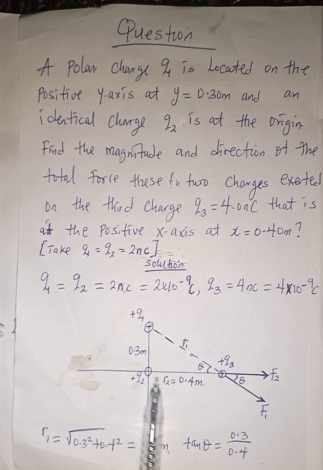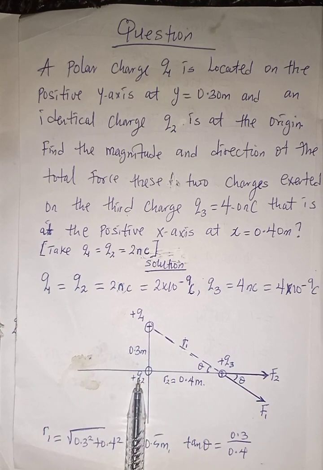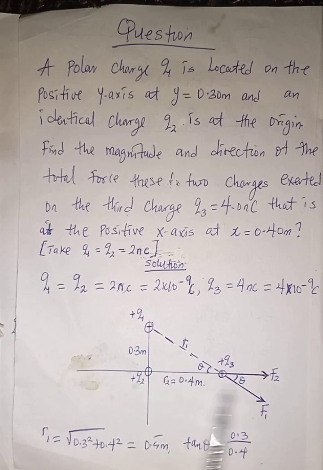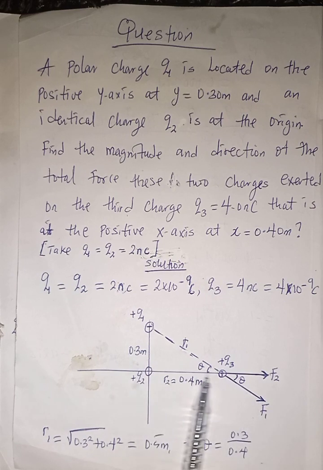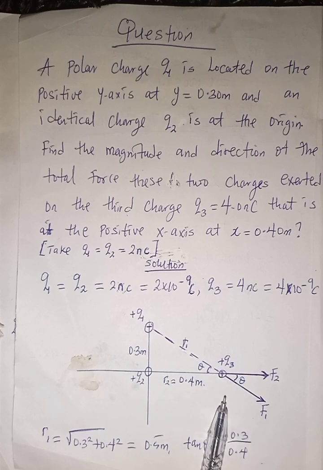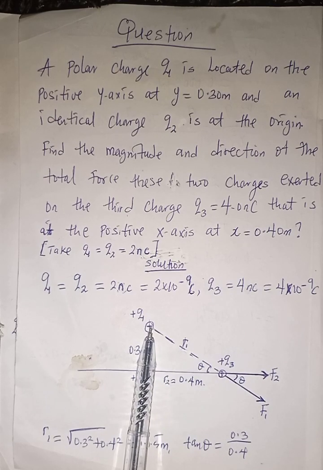Then Q2 is located at the origin. Just put Q2 at the origin. See it? It's a very simple thing. Then Q3 is 0.4 meters to the right, so the positive x-axis. Just measure 0.4 and put Q3 there. That's all. So we're going to have this and this.